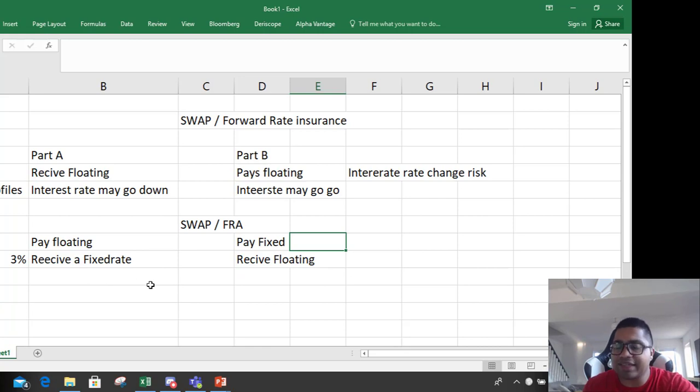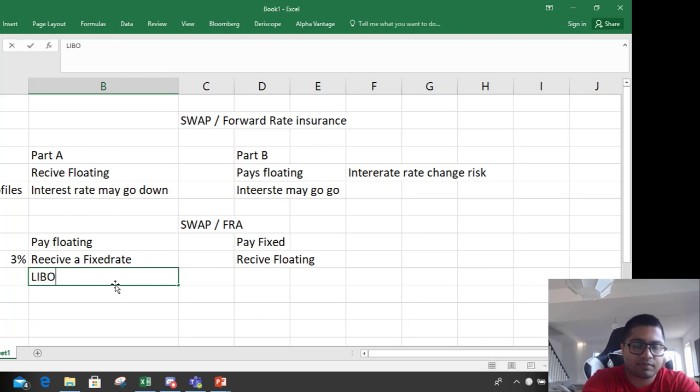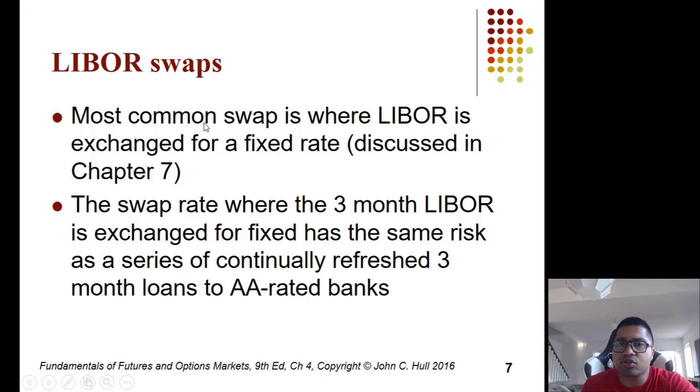Now in 99% of the cases, this floating rate is LIBOR. It may be LIBOR plus or minus some percentage, but it is generally LIBOR. So you generally pay LIBOR and receive a fixed rate if you get into a swap arrangement, or you pay a fixed rate and you receive LIBOR. So in 99% of cases it is LIBOR. The most common swap is where LIBOR is exchanged for a fixed rate, or the other way around too. The swap rate where 3-month LIBOR is exchanged for a fixed rate has the same risk as a series of continually repeated loans for a AA bank.